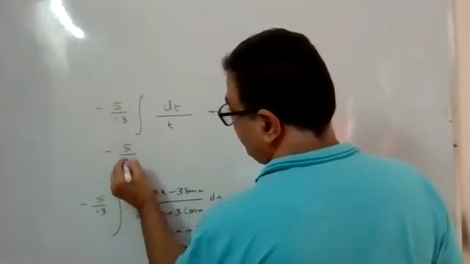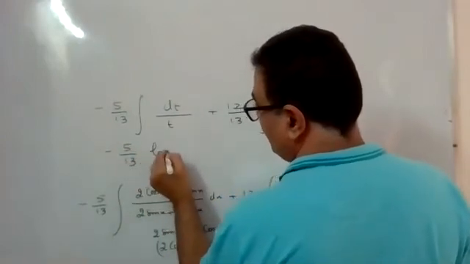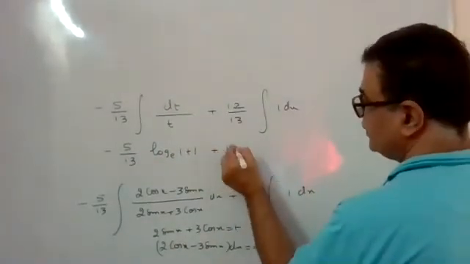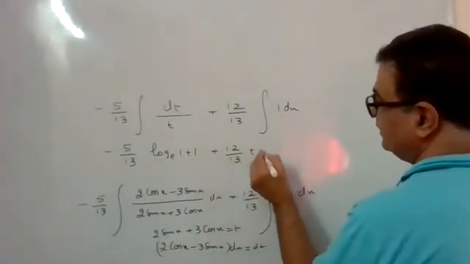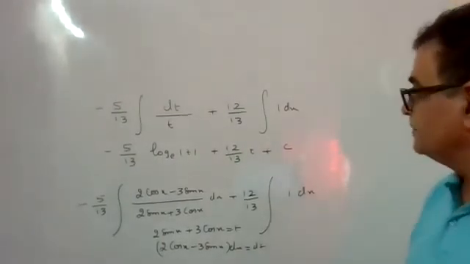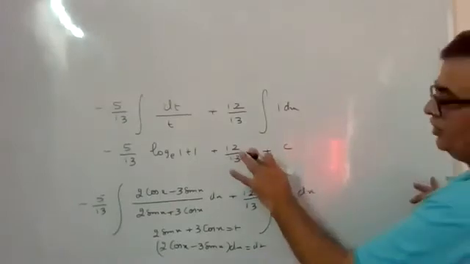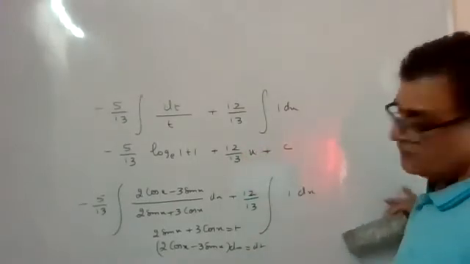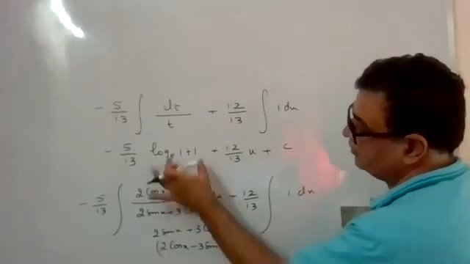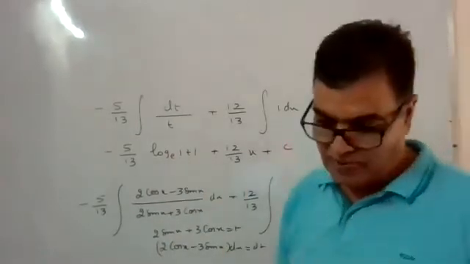Then I should write minus 5 by 13 log of t, and this will be 12 by 13 and then x plus c. Sorry, this is x, not t. And the value of t can be placed as 2 sin x plus 3 cos x here. You get your answer.